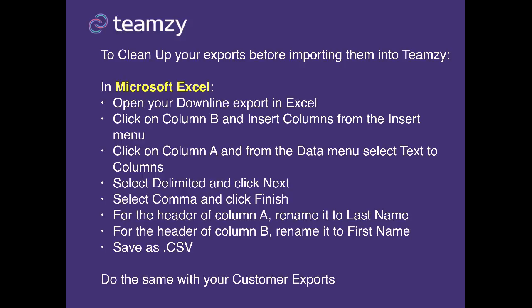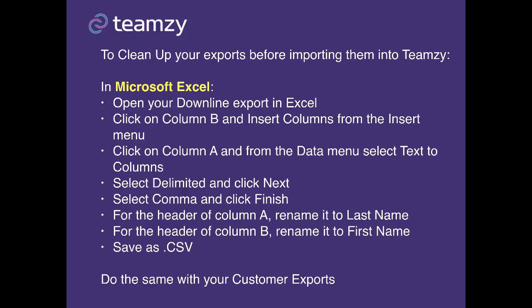Now click on column B, and from the Insert menu above, select Insert Columns. We're actually going to put a column there because we're going to split that name column into 2 names, since we need first name and last name separated. That's what we're working on right now. So click on column B and insert a column in front of it.